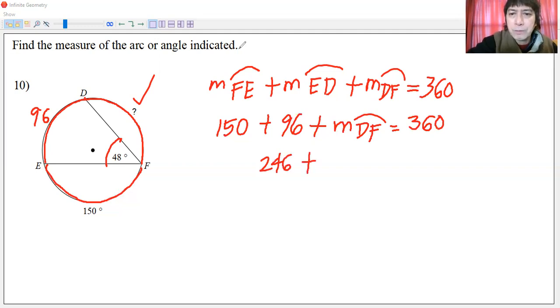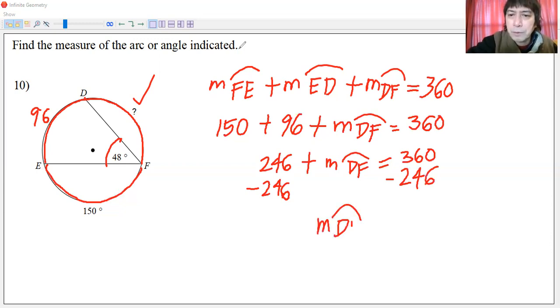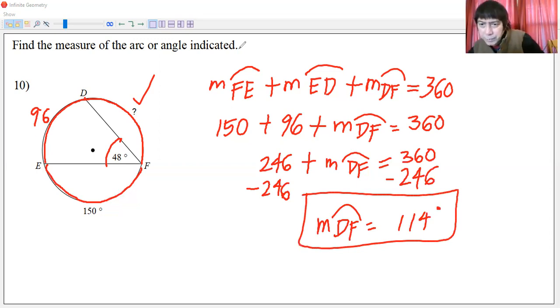Plus the measure of arc DF is equal to 360. We now subtract 246, and we have the measure of arc DF. Yes, it looks like 114 degrees. Okay, 114 degrees. All right, 360 minus 246.